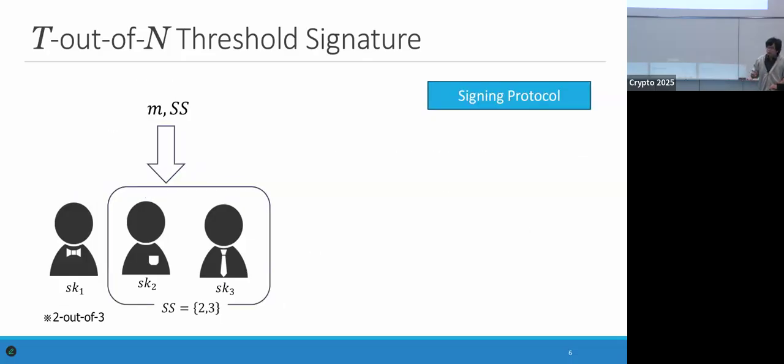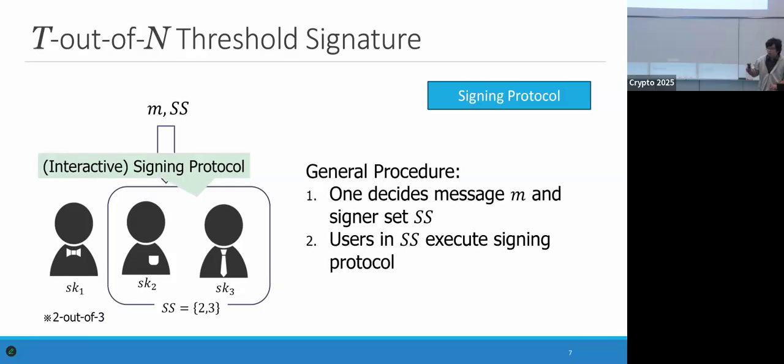And to sign a message M, first one decides a set SS of signers participating in the signing protocol. The signers in SS execute the signing protocol and eventually obtain the signature.